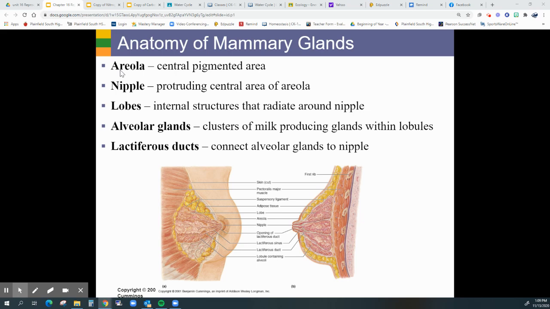There's a couple basic things you need to know. We have the areola, the central pigmented area of the breast tissue. The nipple sits directly in the center of that. There are lobes, internal structures that radiate around that nipple. These are the lobes that you can see here. The alveolar ducts are the clusters of milk-producing glands within those lobes. And then there are what's called lactiferous ducts that connect the alveolar glands to the nipple. Those are the little structures that you see right here leading away from those lobes.